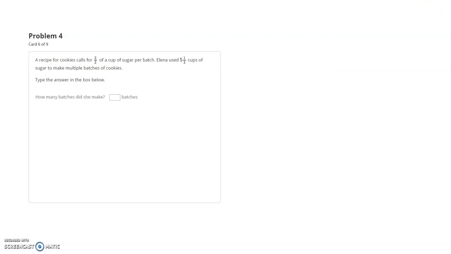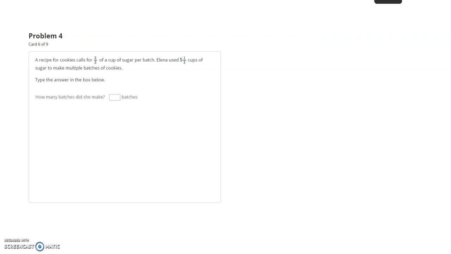6.4 Mid-Unit Assessment, problem number 4. The recipe for cookies calls for 2/3 of a cup of sugar per batch. Elena used 5 1/3 cups of sugar to make multiple batches of cookies. How many batches did she make? So 2/3 of a cup per batch. Remember, per batch means 1.